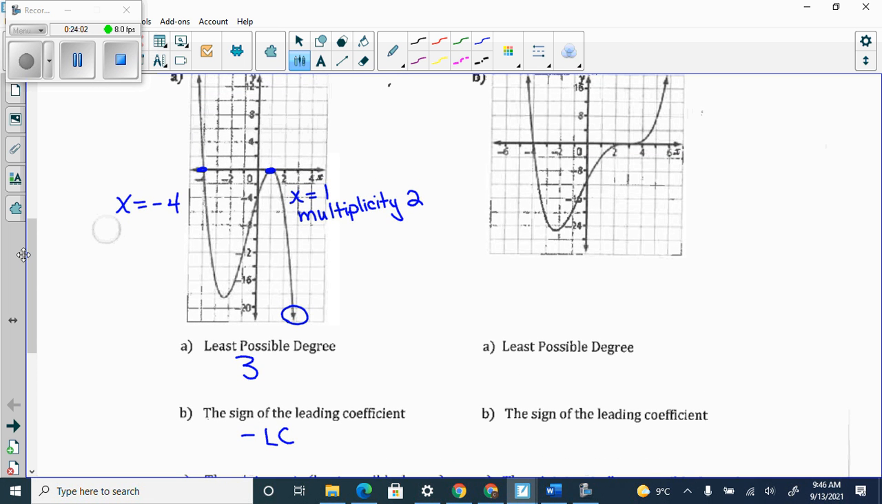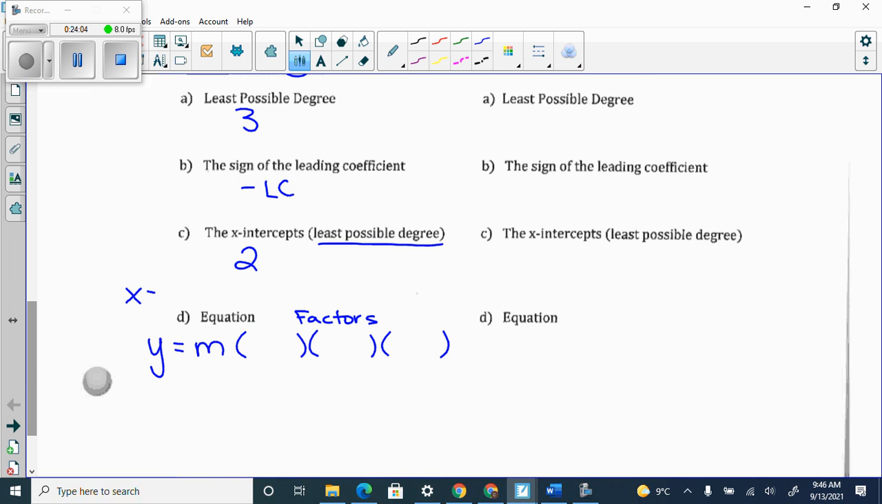X equals -4. I'm going to write it up here to help myself out. And then x equals 1, multiplicity 2. This is where the error lies, in the multiplicity 2. You guys don't include the 2. Multiplicity 2 means there's how many there? 2. As a factor, how would I represent that? Squared, or I'd write it out twice. Those are my two options, right?